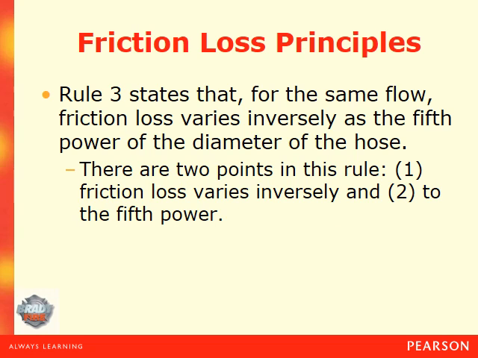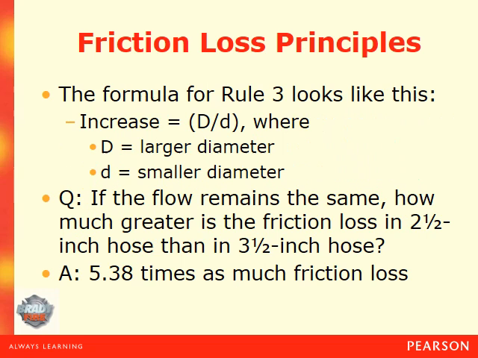Rule 3 states that for the same flow, friction loss varies inversely as the fifth power of the diameter of the hose. There are 2 points in this rule. Point 1, friction loss varies inversely, and 2, to the fifth power. The formula for Rule 3 looks like this: increase equals larger diameter divided by smaller diameter, to the fifth power.